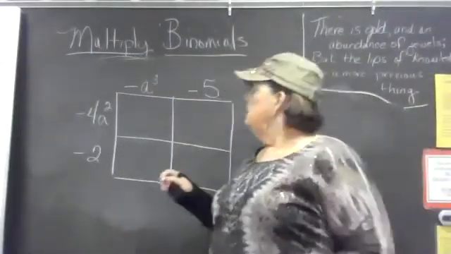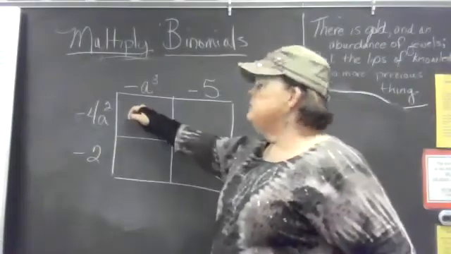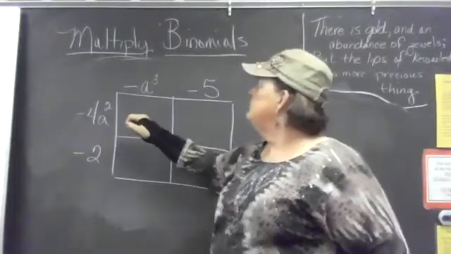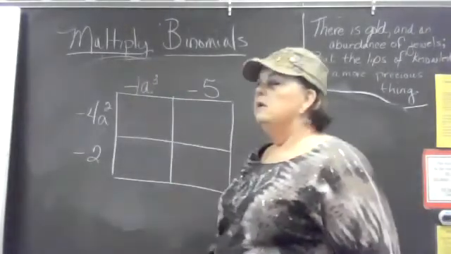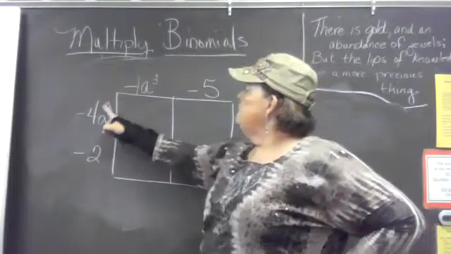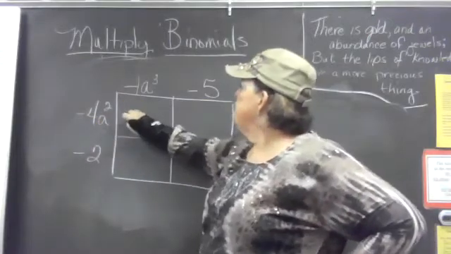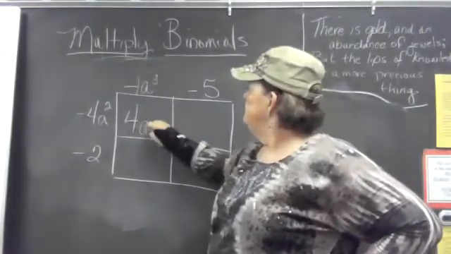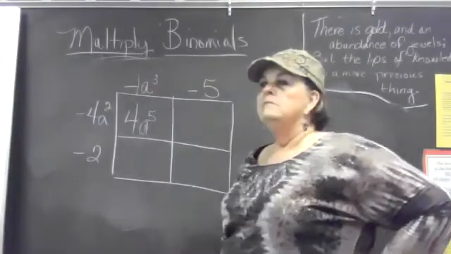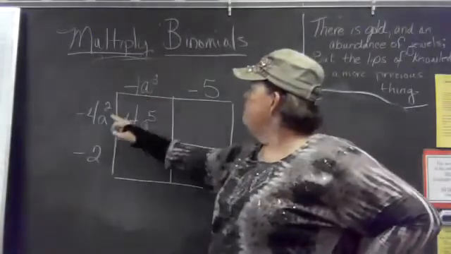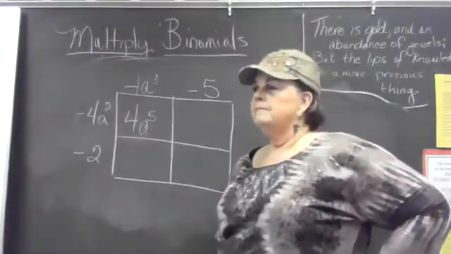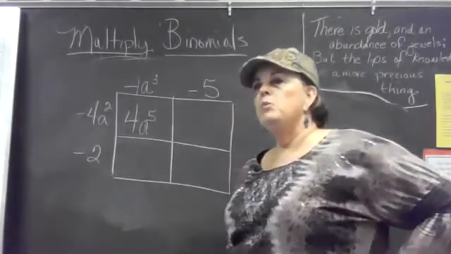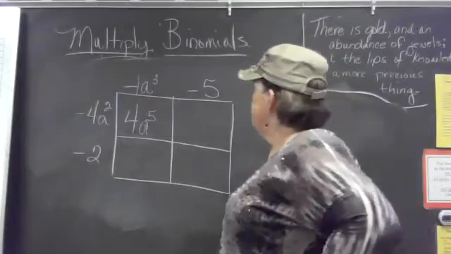And the way that I find the answer that goes here is I'm going to multiply the top heading and the side heading together. Now remember, there's a 1 here, a negative 1. So negative 1 times negative 4 is a positive 4. And then a to the what? A to the 5th, because I have same bases, so I add the exponents. We're just doing the box method for the same one.